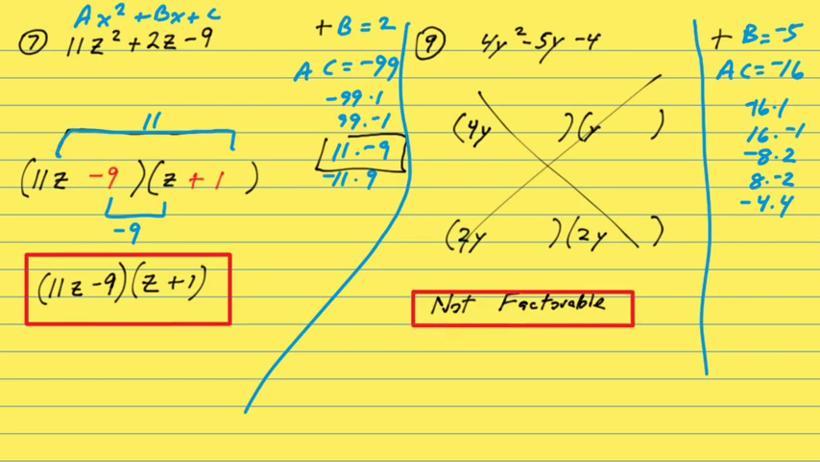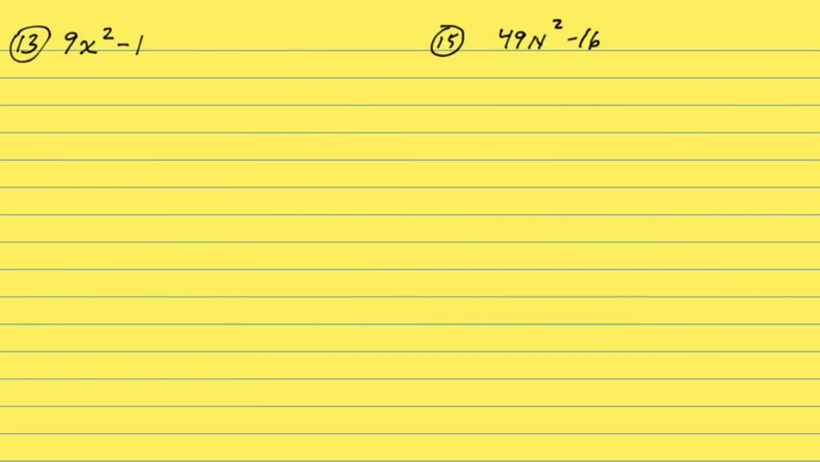Because there are no values that multiply to negative 16 that will add to negative 5. At least I can't think of any. That's why sometimes you need to write out an exhaustive list. Okay, number 13. Now we're getting into a different form.